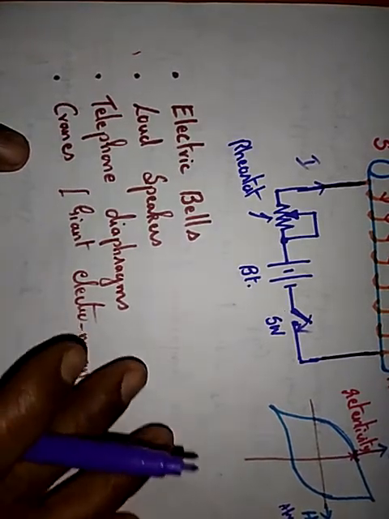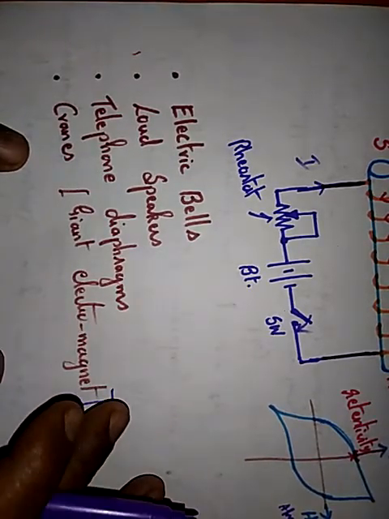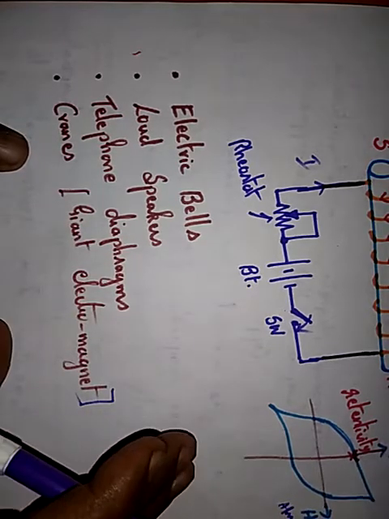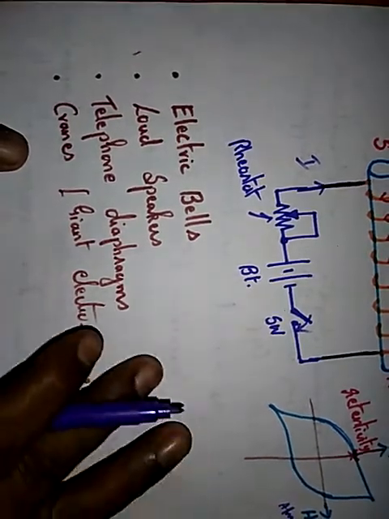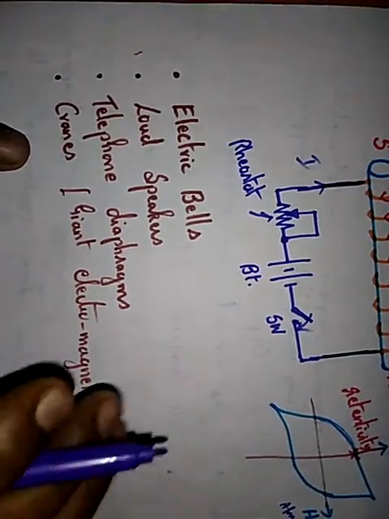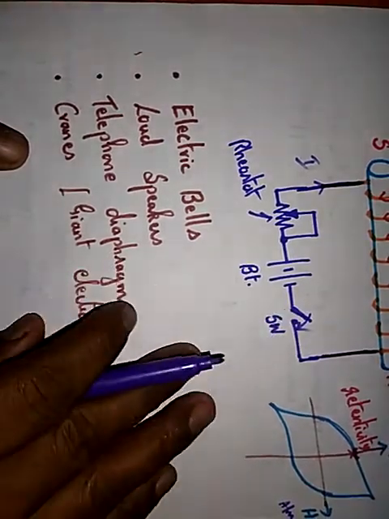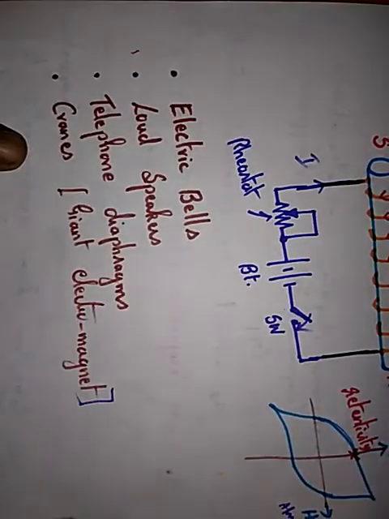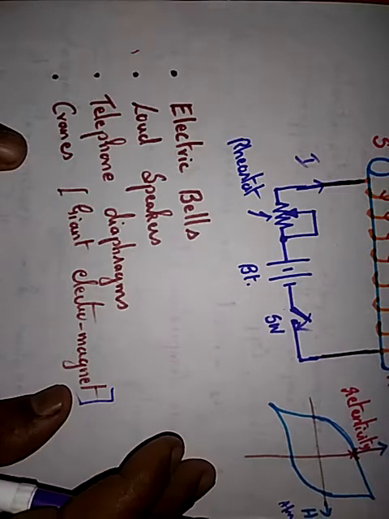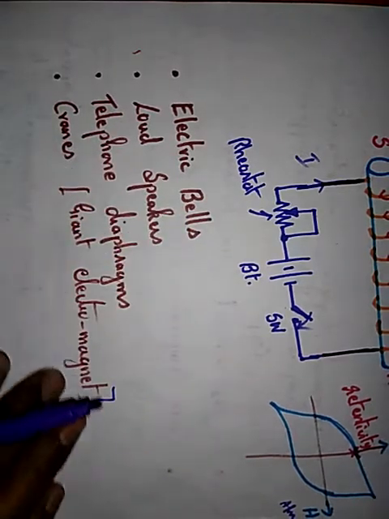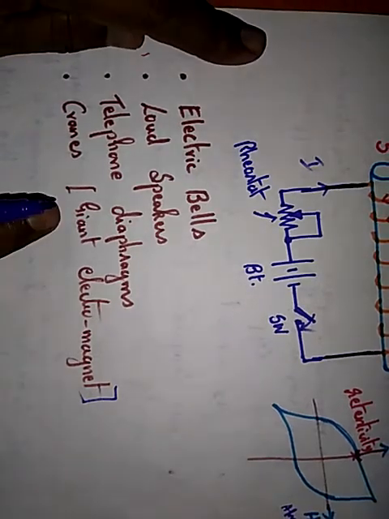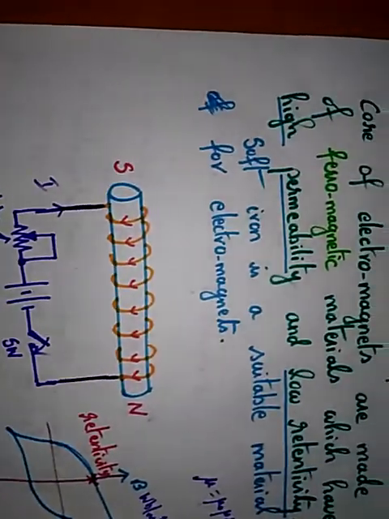When you close the circuit, the crane acts by using the electromagnetic property. The object is attached and it can lift. After placing the object, if you open the switch, then it loses its magnetic property. So these are some of the applications: electric bulbs, loudspeakers, telephone diaphragms, and cranes, where we use a giant electromagnet.